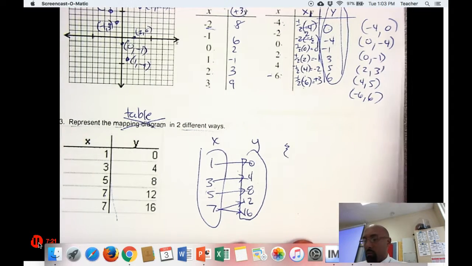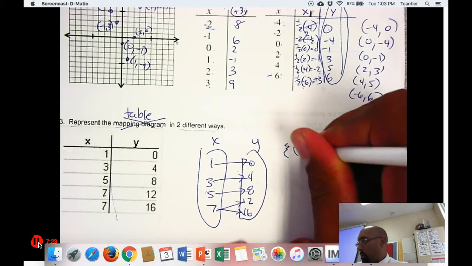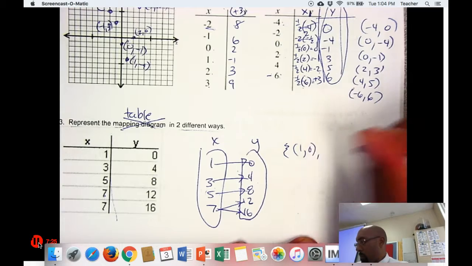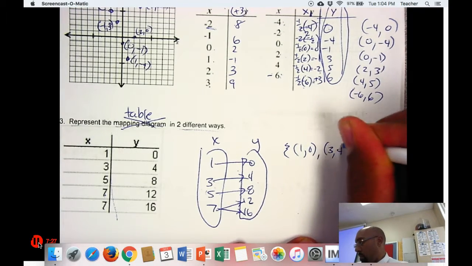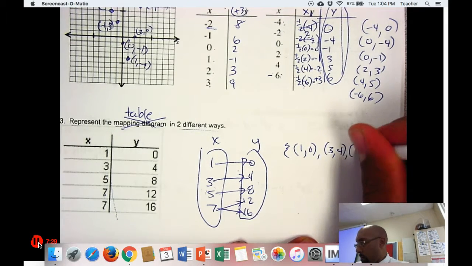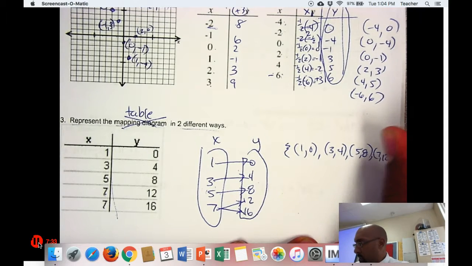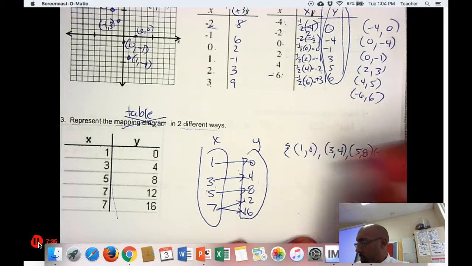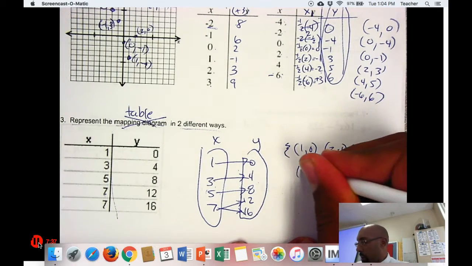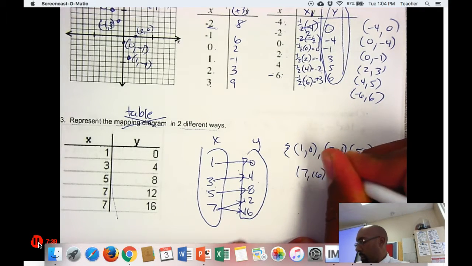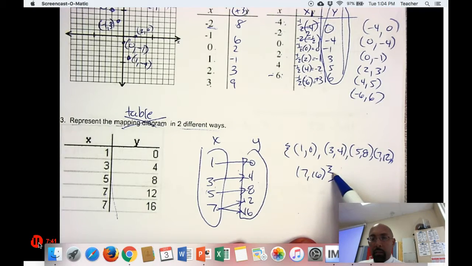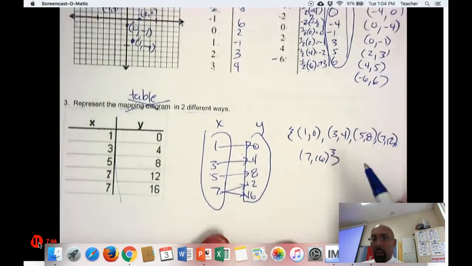So how about we represent them as points? Use set notation. We'll write out 1, 0, 3, 4, 5, 8, 7, 12. I ran out of room, so I'm going to go to the next line. Make sure you separate it by commas, and then finish it with a brace. That's set notation.